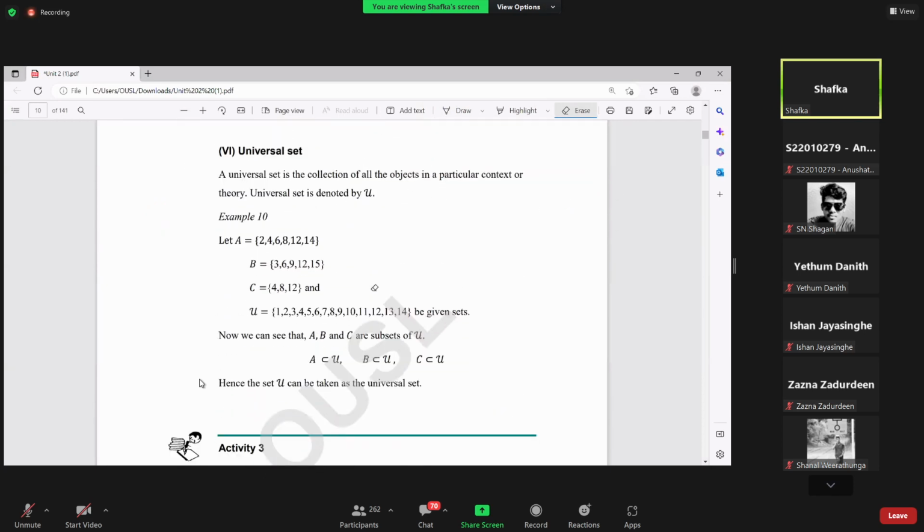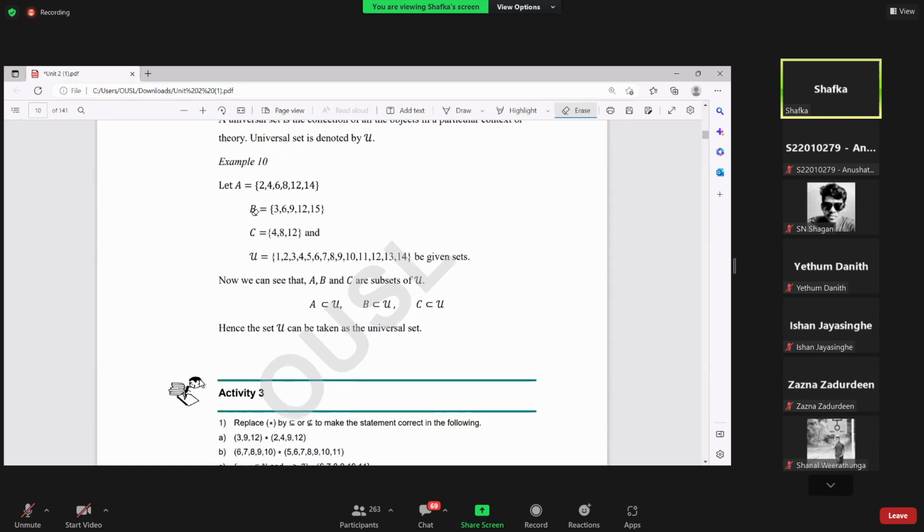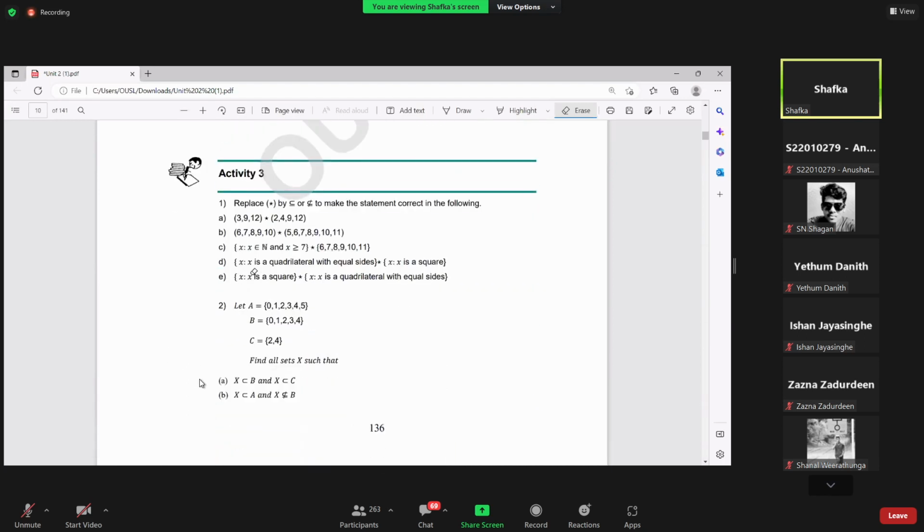Then the universal set. A universal set is a collection of all objects in a particular context or theory. It is denoted by capital U. When you are considering different sets, the universal set contains all the elements that are in those sets. We say it's the larger set, and all other sets are proper subsets of the universal set.